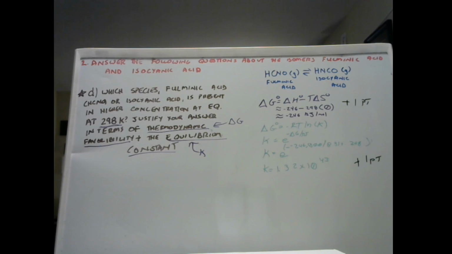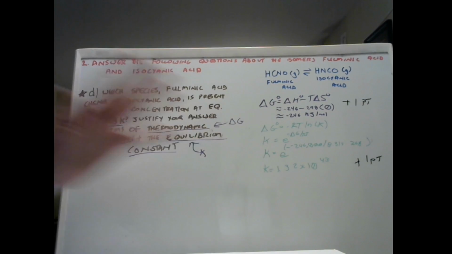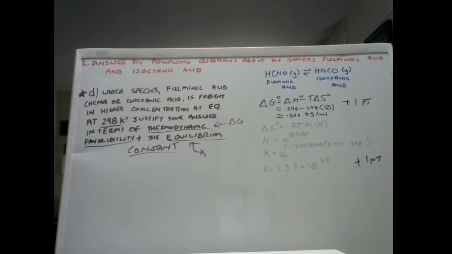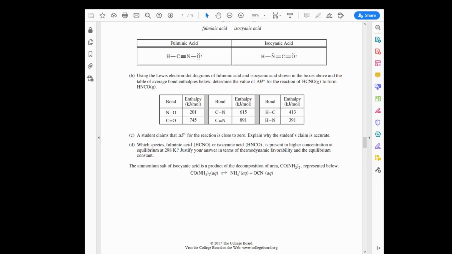Either way you go about it, if you just go, okay, it's going to be positive because delta G is negative, or you actually plug in the numbers, you'll get K is greater than 1, which tells you the products are favored. So, because K is greater than 1, based on the equilibrium constant, the products are favored. Because delta G is less than 0, in terms of thermodynamic favorability, the products are favored. Answering both gives you 2 points, one for each.